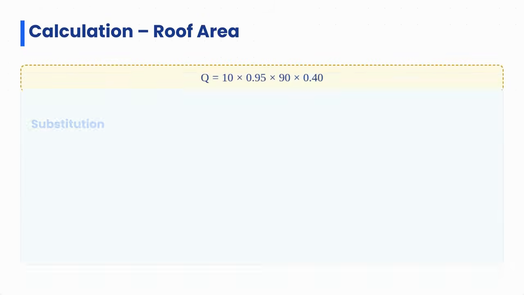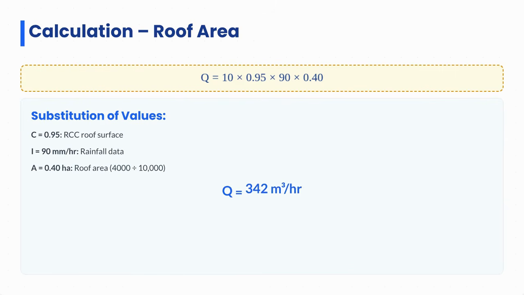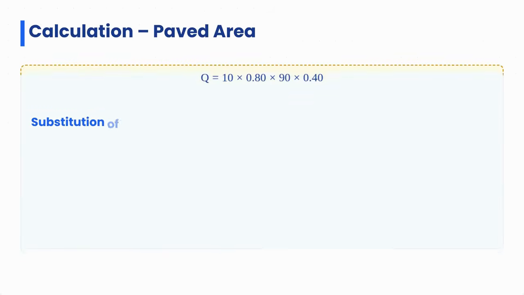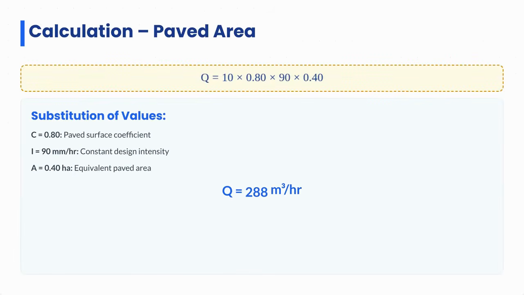Calculating the runoff for the roof area, with C equal to 0.95, I equal to 90 millimeters per hour, and A equal to 0.40 hectares, the resultant runoff, Q, is 342 cubic meters per hour. For the paved area, using C equal to 0.80 and the same intensity and area as the roof, the calculated runoff Q is 288 cubic meters per hour.